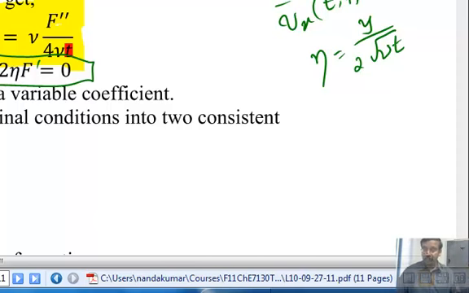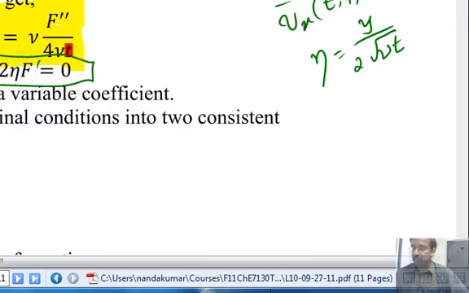So we need to check that the 3 conditions originally we had also transform, subject to the same transformation, into 2 consistent boundary conditions. If they do, then our similarity transformation is complete. We have a well-posed problem, a second order equation with 2 boundary conditions. So we need to check that. Okay, how do we check that?